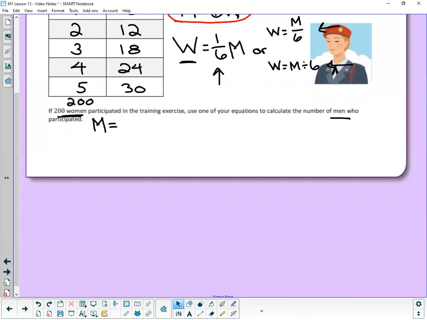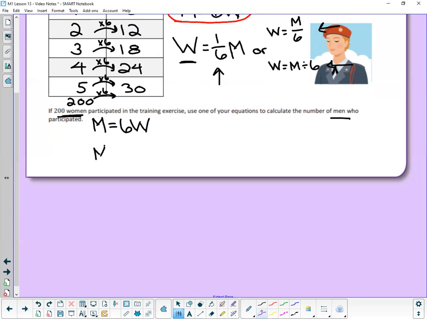All right. So remember, we multiplied that by 6. We multiplied that by 6. So whatever the number of women I have, I'm going to multiply by 6 to figure out how many men. So here I got to do the same thing. I got to do that multiplied by 6. So men equals 6 times the number of women. Now we know how many women there are. So we're going to do 6 times 200. Well, that means the number of men is going to be 6 times 200 is 1,200.